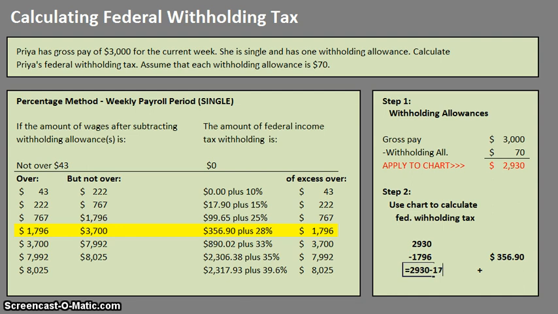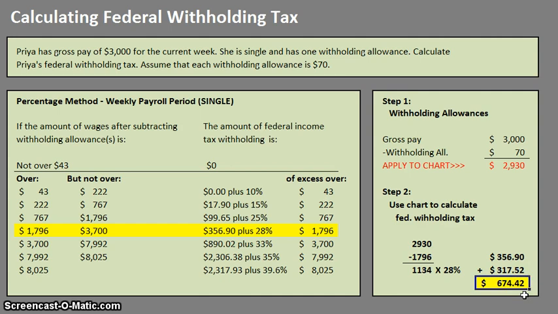So 2,930 minus 1,796. We find that the excess is $1,134. Now, of that amount, we are going to take 28% of that. So this number here, 28% of $1,134. That means that the additional amount is $317.52. So essentially, Priya ends up having to pay $356.90 plus $317.52.